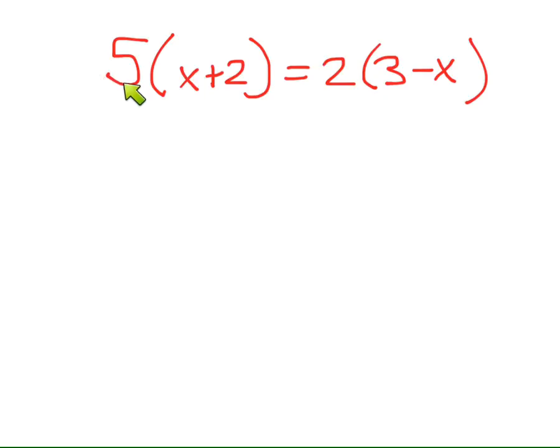How do I simplify a multiplication problem when I have one term being multiplied by 2 terms in here? What do you do to that? Yeah, distribute, right? You're going to distribute that 5: 5 times x and 5 times 2. So I'm just going to do that step. I'm going to do one step at a time.